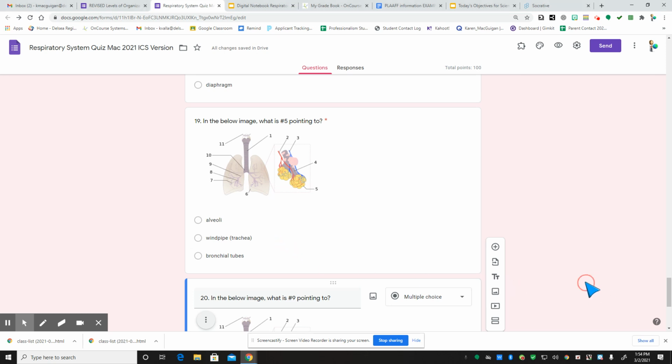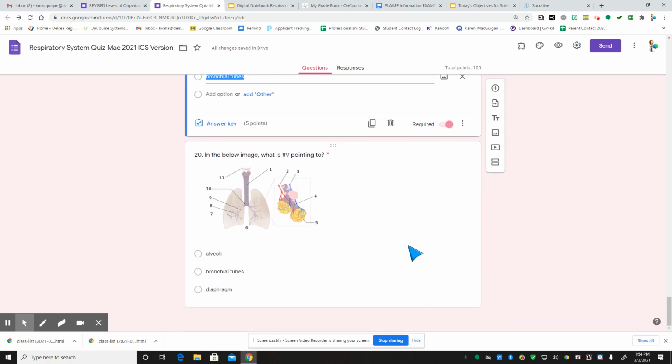Question number 19. In the below image, what is number 5 pointing to? Number 5 is over here, that cluster of grape-like structures. Is that the alveoli, the windpipe, which is also known as the trachea, or the bronchial tubes? And then question number 20. In the below image, what is number 9 pointing to? Number 9 is right here. So these little tubes right here, is that the alveoli, the bronchial tubes, or the diaphragm?